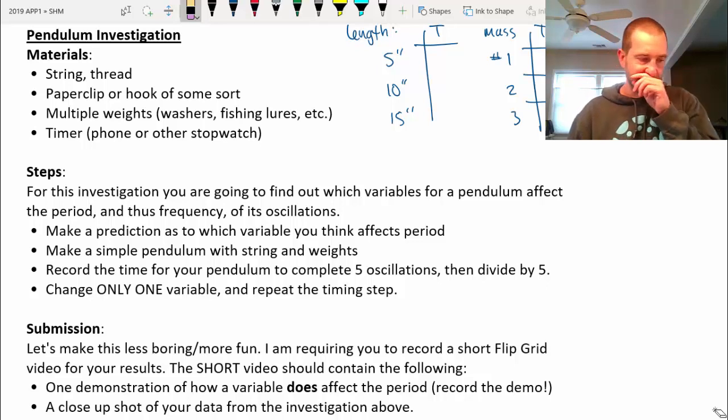So we'll take a look at all the mathematical calculations, and we'll take a look at all of the ways you can manipulate graphs and everything like that later. But for an introductory activity for pendulums and oscillations, I think this is pretty good.